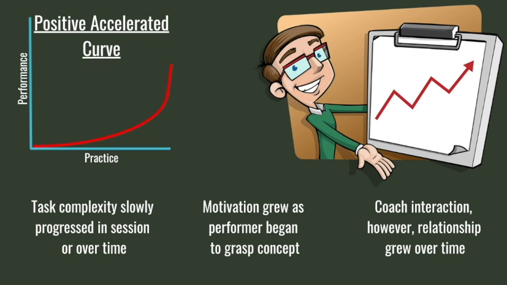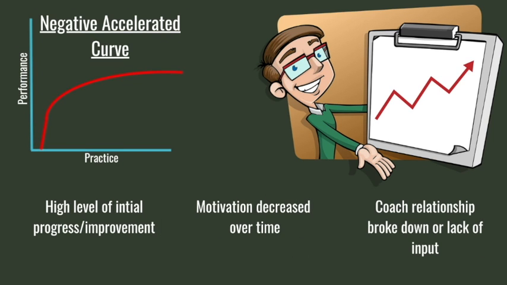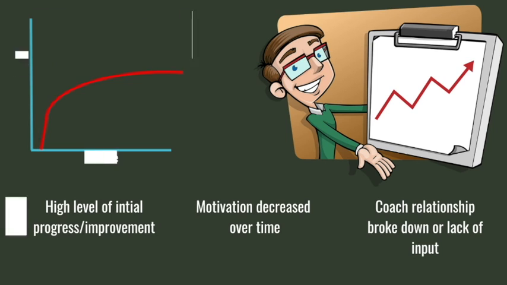We have the opposite. We also have a negative accelerated curve. And this means you've made rapid levels of progress at first, which is fantastic. But what's happened to cause this drop-off in performance? It could be that motivation has decreased over time. It could be that you've made massive amounts of progress at first, but then the coach relationship has broken down, or there's a lack of input to take you to that next stage. And these are the reasons that could contribute towards a negative accelerated curve.